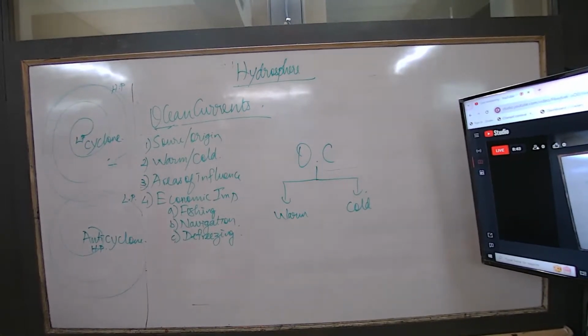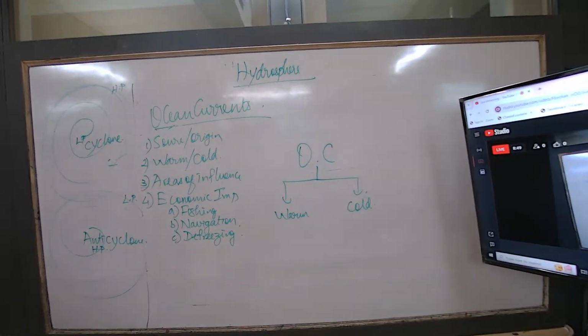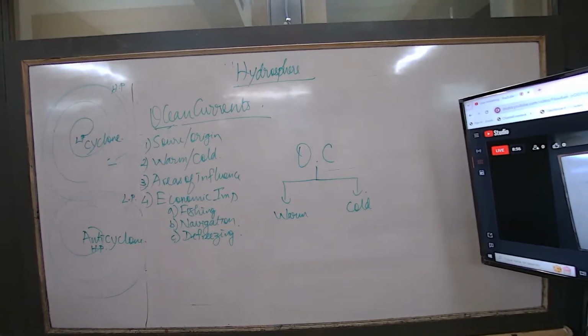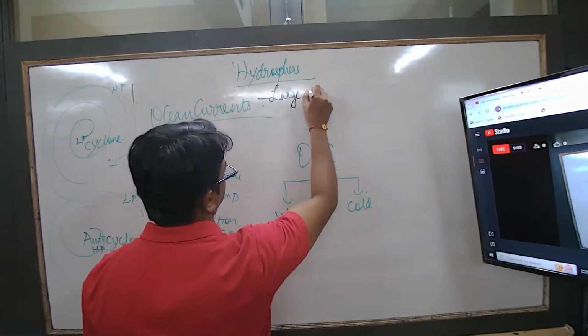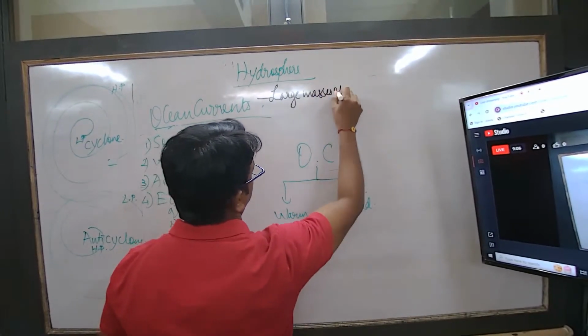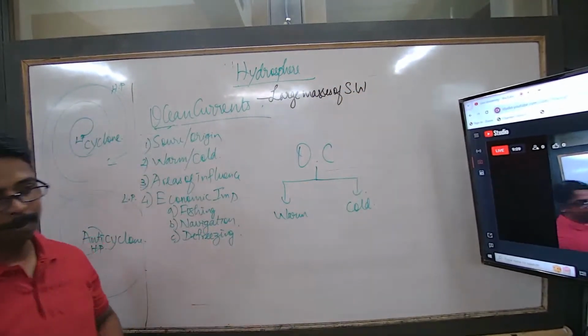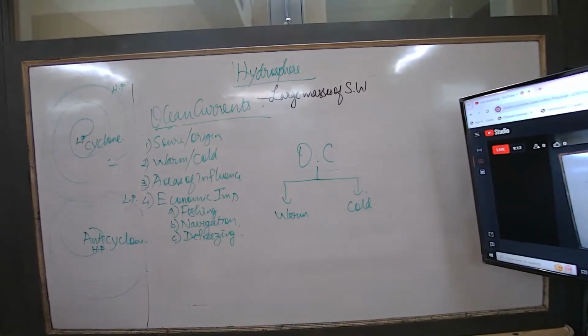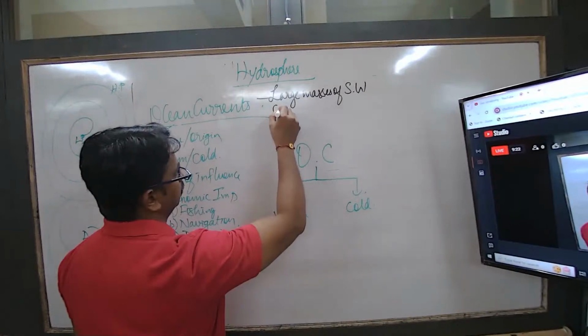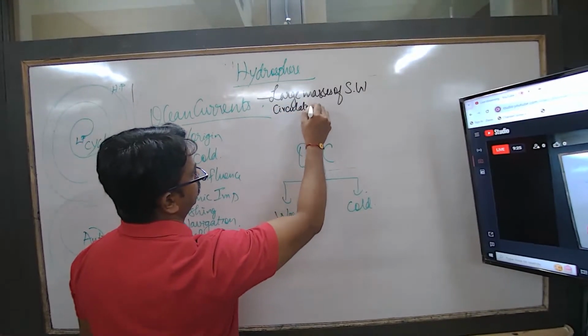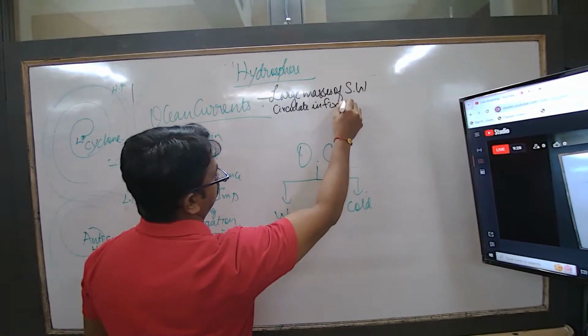Right. Currents are large masses of surface water which circulate in fixed regular patterns.